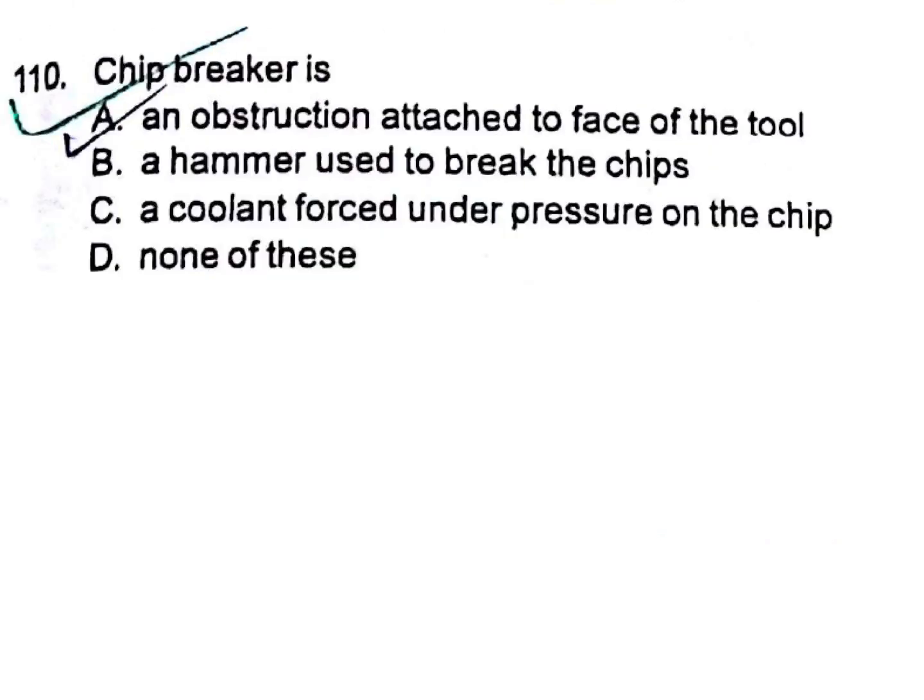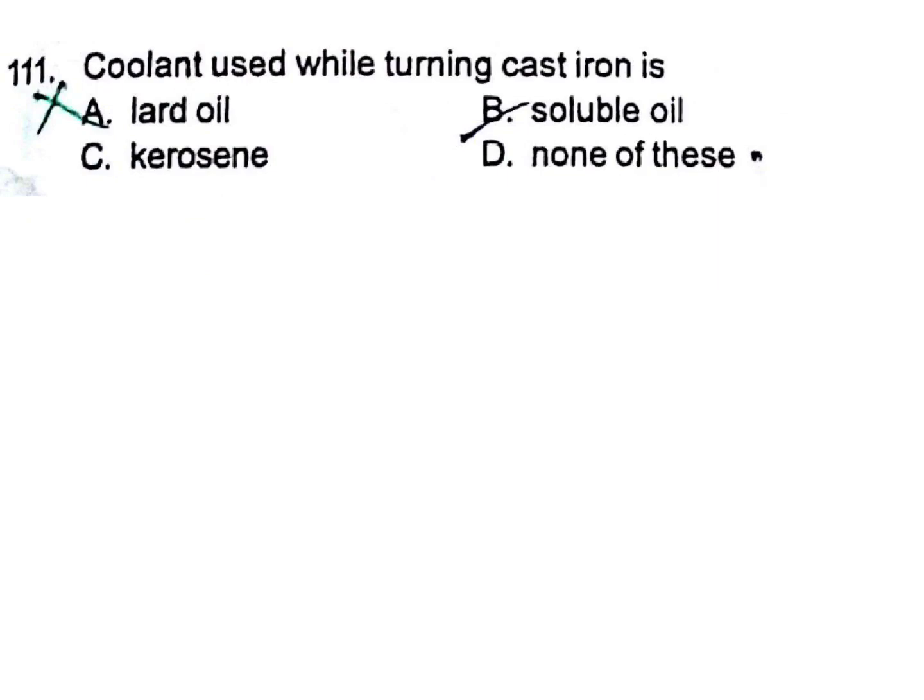Chip breaker is option A, an obstruction attached to face of the tool. B, a hammer used to break the chips. C, a coolant forced under pressure on the chip. D, none of these. A is our answer. Chip breaker is an obstruction attached to the face of the tool. This is very, very important question. So many times asked in all exams. So this is very, very important.